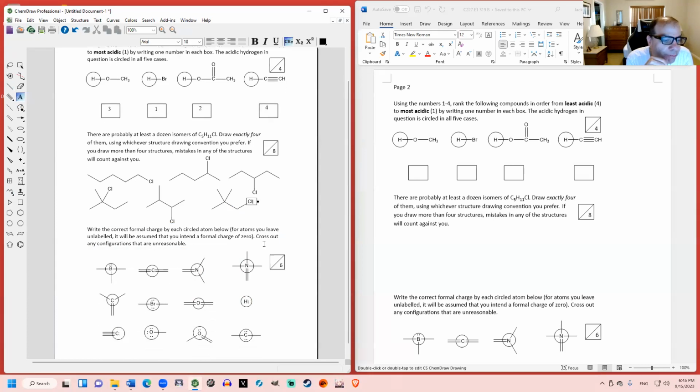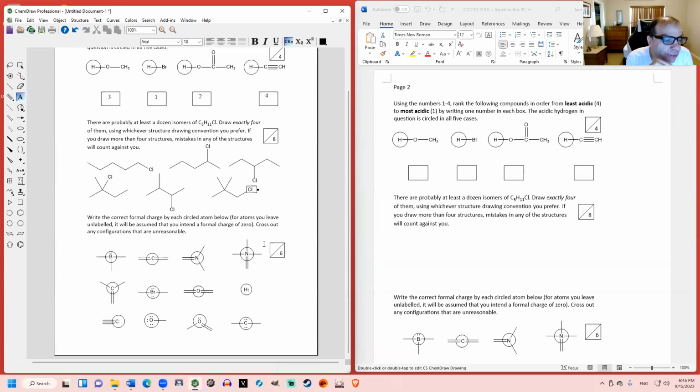And then finally, we have a question about formal charges, and cross out any configurations that are unreasonable. The first one's unreasonable. Boron shouldn't have a lone pair. Boron is one of the exceptions to the octet rule. It has only 6 electrons around it with a formal charge of 0. The next one is just fine. In fact, we drew a molecule like that, CO2. And the carbon has a formal charge of 0. So that one we would leave alone.